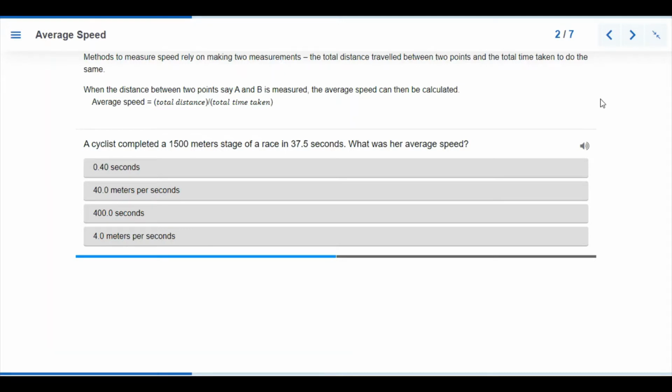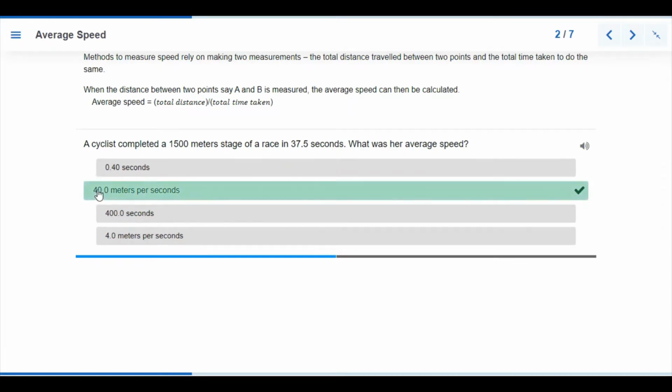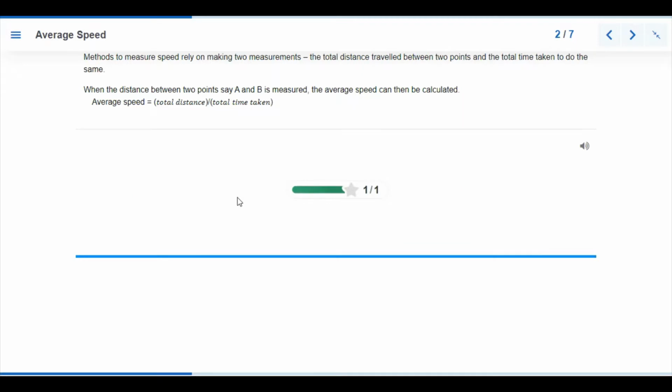For instance, looking at this activity, a cyclist completed a 1,500 meter stage of a race in 37.5 seconds. What was the average speed? That means average speed will now be what? Total distance, which is 1,500 meters, divided by the time spent, that's 37.5 seconds. And that gives us, let's say, 40 meters per second.